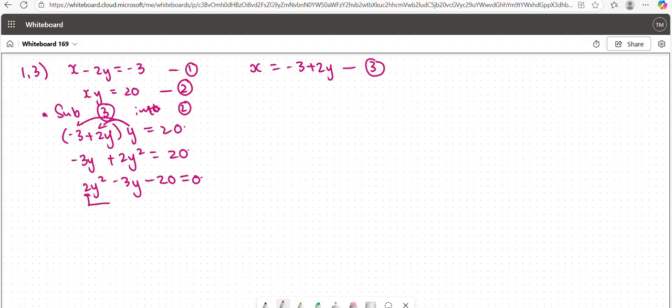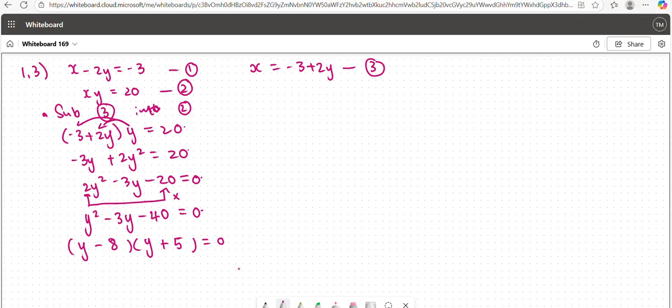So I'm going to use that special factorization method that I have. I'm timesing the 2 across with that constant, and it gives me negative 40, and the factors of 40 that add to give me that guy is a negative 8 y, with a positive 5 y.